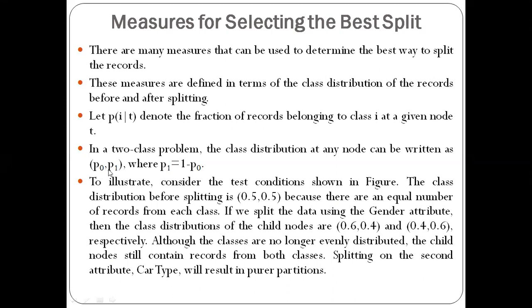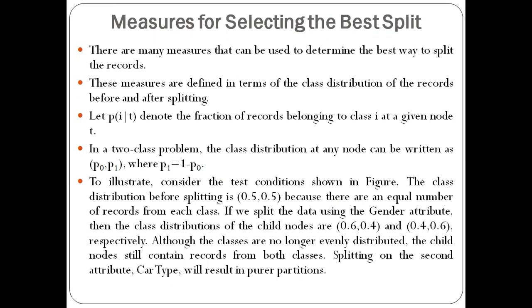Now if you consider any two class distribution problem, in that the P1 value will be equal to 1 minus P0. So in any two class problem, the distribution of the records among these two classes is denoted by P0, P1. P0 is the fraction of records that belong to class 0, and P1 is the fraction of records that belong to class 1. So P1 will be equal to 1 minus P0.